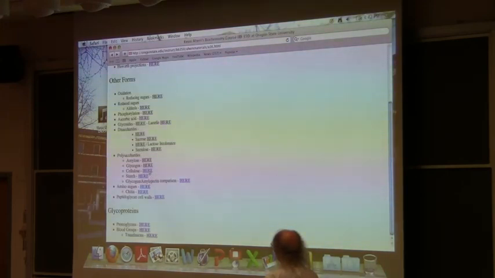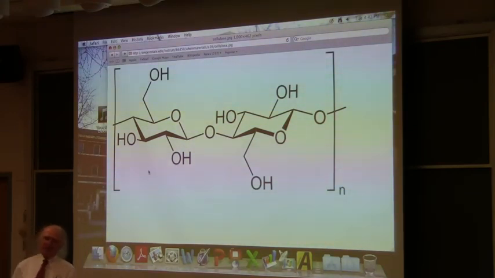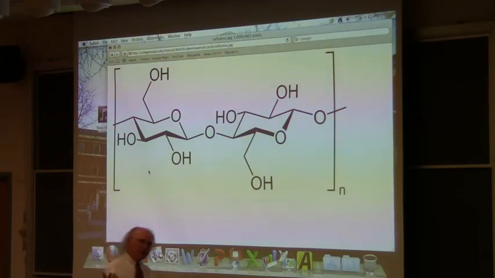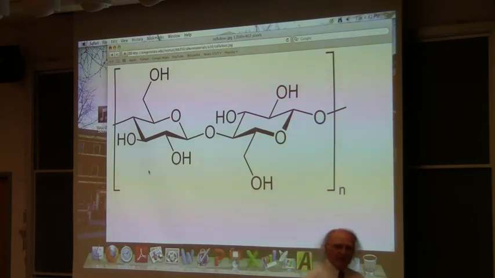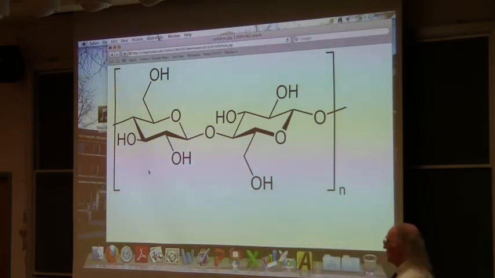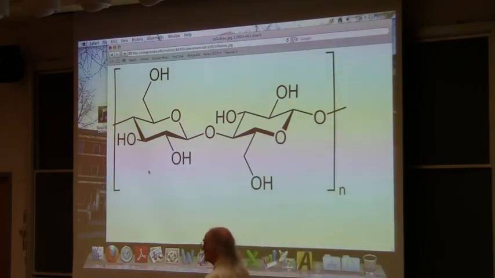I'm going through this fairly quickly. Another polysaccharide, related to amylose and also found in plants, is cellulose. Cellulose is also a polymer of glucose. All these guys are polymers of glucose. But instead of alpha-1,4 linkages, cellulose has beta-1,4 linkages. You see that oxygen right there is going up, not down. That is a beta linkage. Cellulose is a polymer of glucose with beta-1,4 linkages.